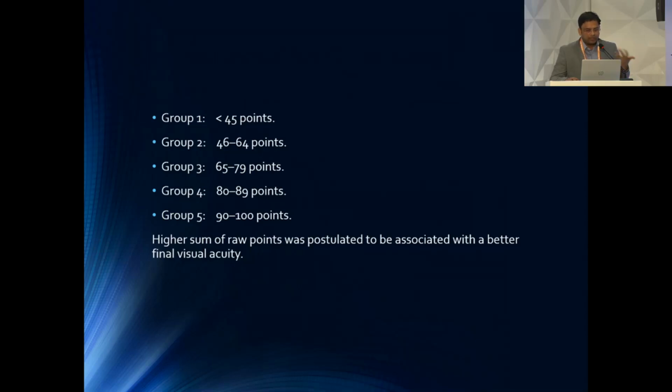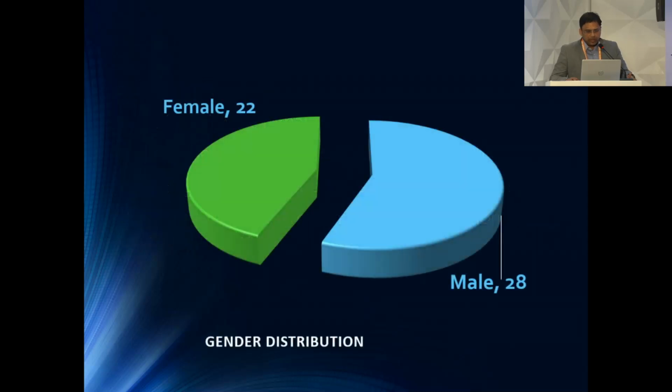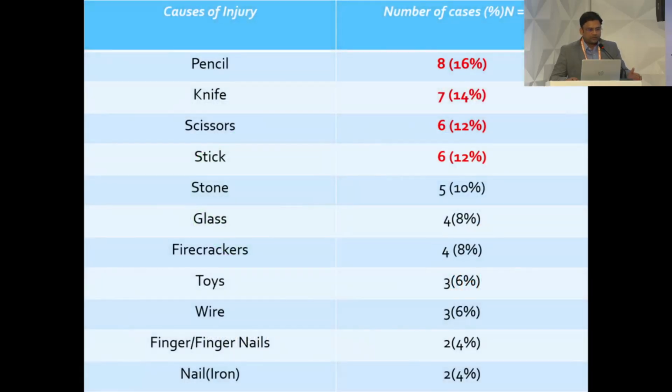Higher the score, better is the visual acuity. Our study had 56% males and 44% females. Mean age of presentation was about 7 years. The most common cause of injury was pencil, followed by knife.